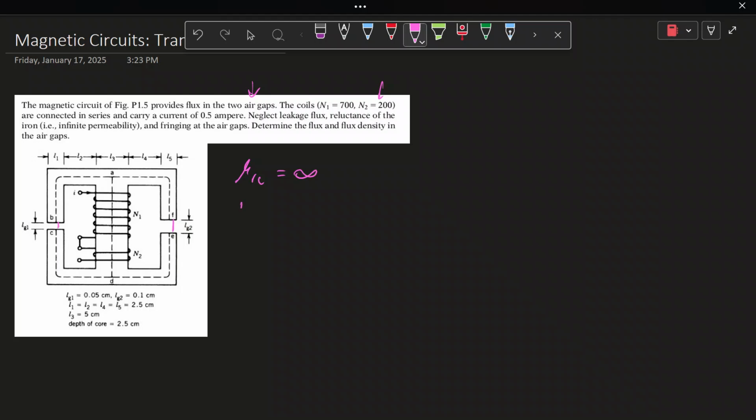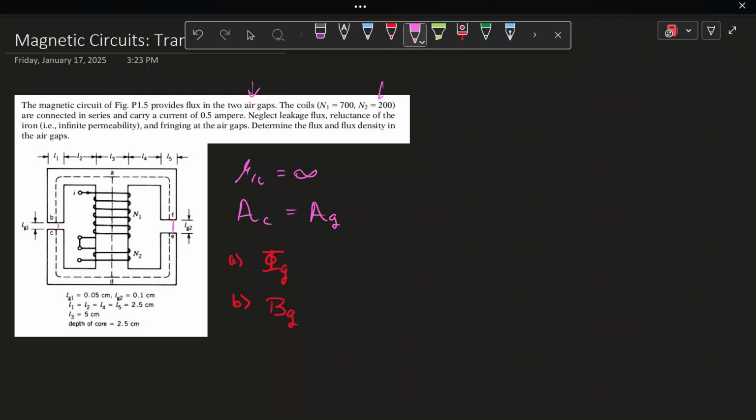So this also means that the area of the core is equal to the area of the air gap, which is important for us. And here it says determine the flux. So we need to find A, the flux in the air gap, and B, the flux density in the air gap. So we need to find B and that flux.